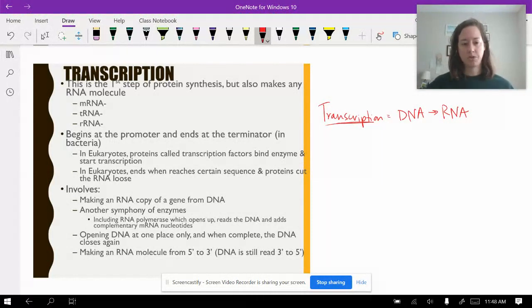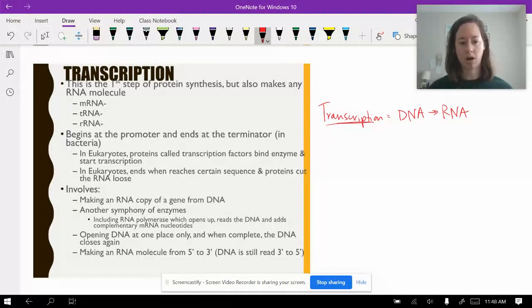Basically, when you do this, you use a whole bunch of enzymes to make an RNA version of your DNA. You're only going to make one gene at a time for this because you're only trying to make one protein. So it's a pretty small segment of RNA and a small segment of your DNA that's used for this. Just like in DNA replication, there are tons of enzymes that need to be used to make this happen.